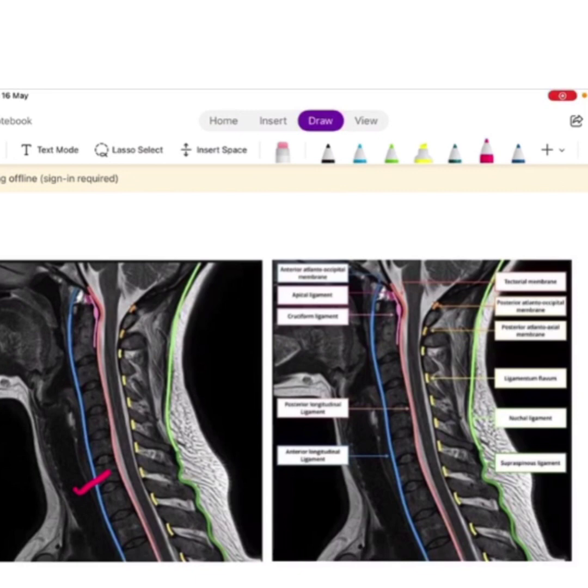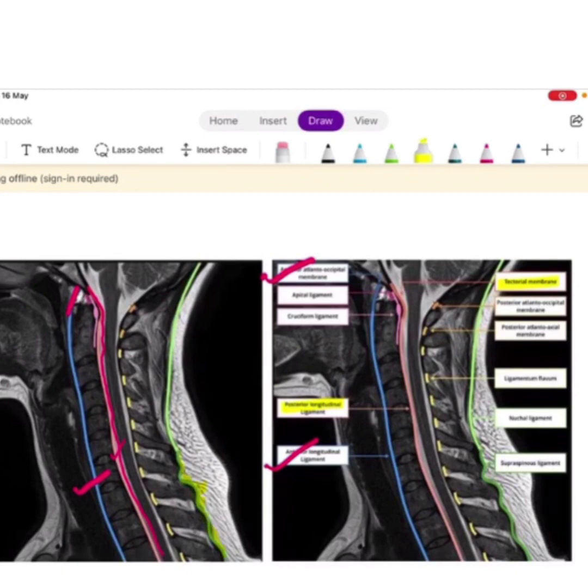This continues above the level of the atlas as the anterior atlanto-occipital membrane. Okay, this is the posterior longitudinal ligament, and this continues above this level as the tectorial membrane. Okay, the anterior longitudinal ligament continuing as the anterior atlanto-occipital membrane, the posterior longitudinal ligament continuing above as the tectorial membrane.